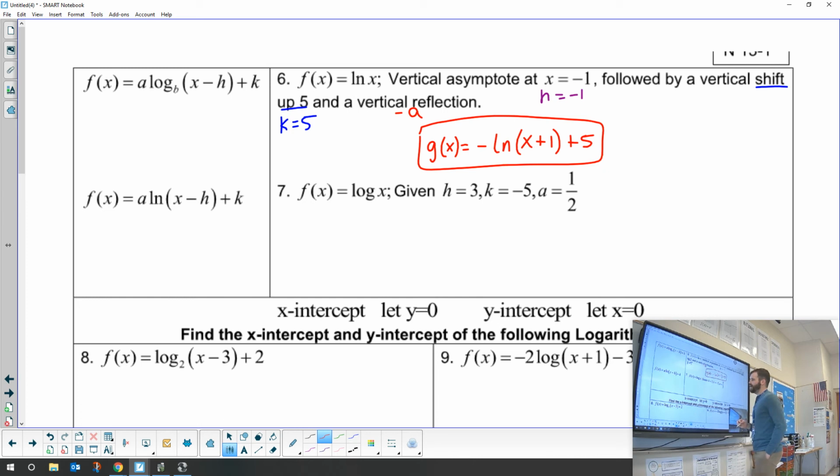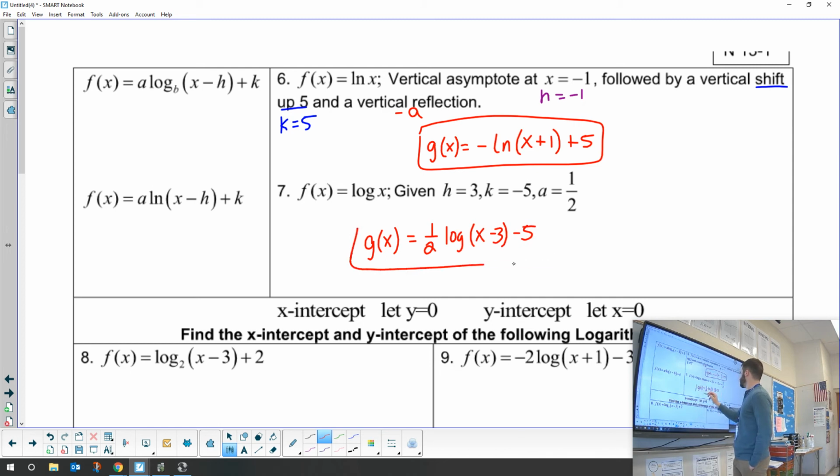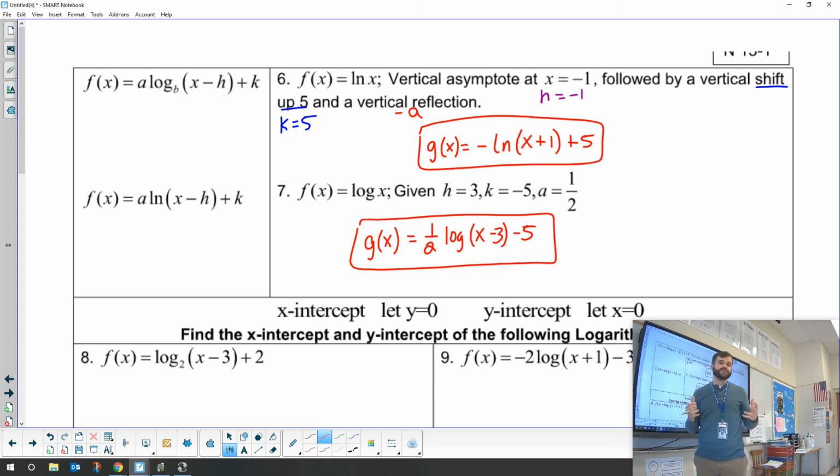Love it. All right, last one of this type, number 7, f of x equals log of x. That's our starting point. Given h equals 3, k equals -5, a equals 1/2. Too easy. We're just going to plug those in. So g of x equals 1/2 times log of x minus 3 minus 5. There we go. X minus 3 minus 5. All right. So that's all there is to it, to writing out these transformations for these.